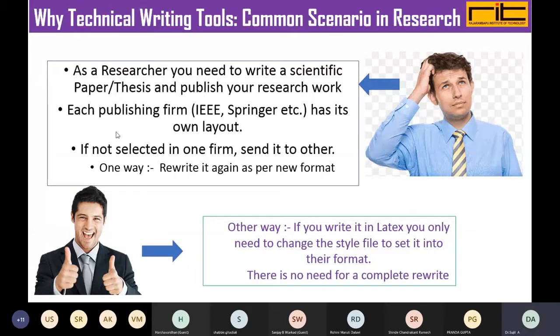And another way, if you are going to use LaTeX, you just need to change the style file to set their format. You can change 1 or 2 lines of code in LaTeX, and you can simply convert that IEEE document into the format which is required by Springer or elsewhere. That means there is no need of a complete rewrite.